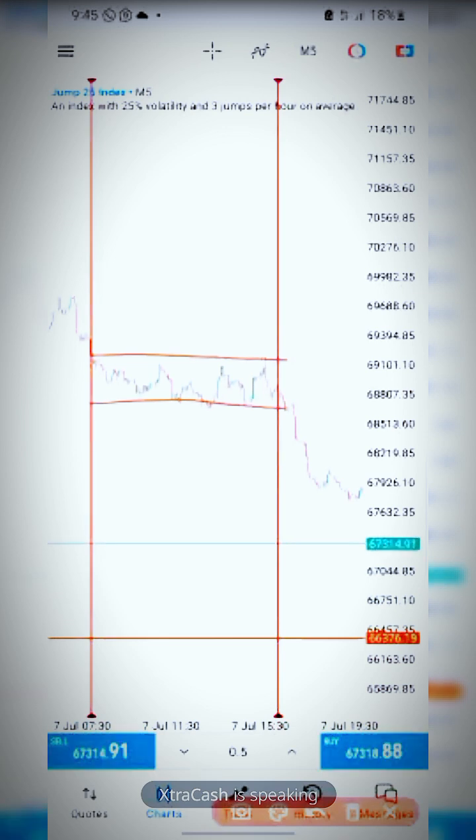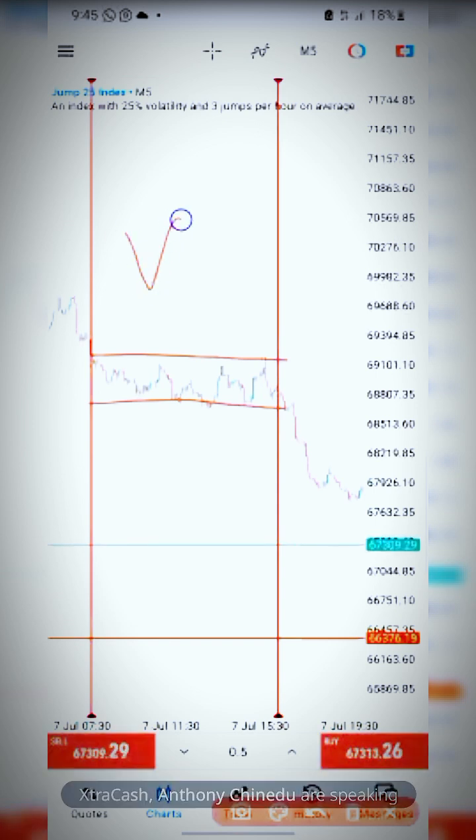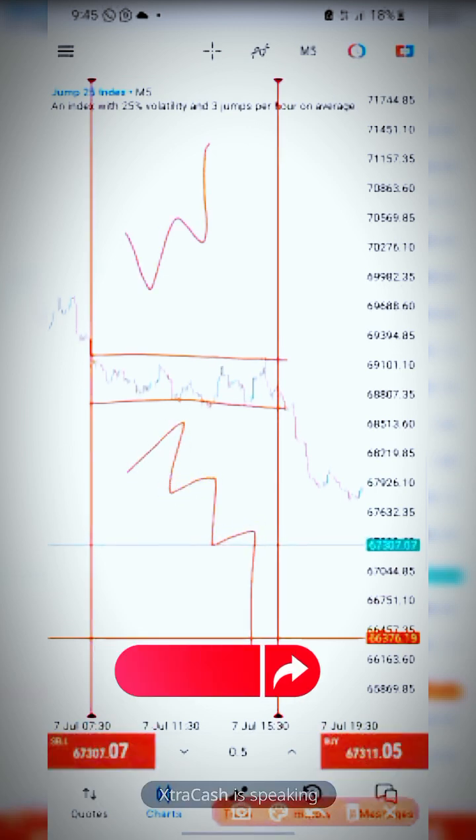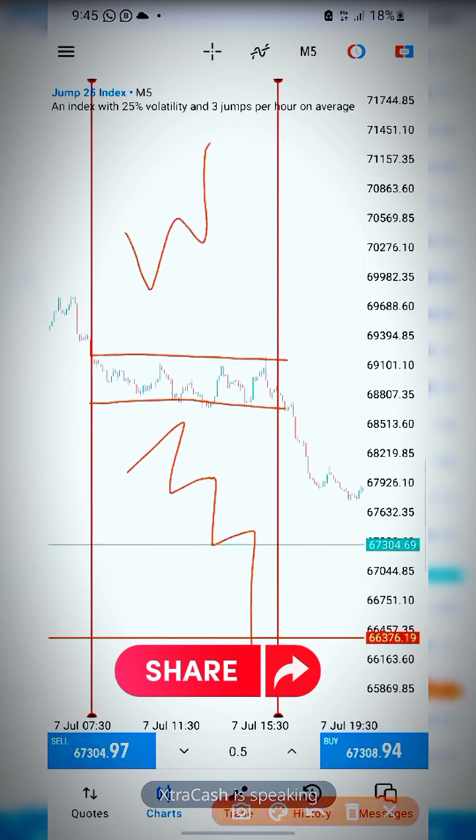You cannot see a lower low here or lower high. You cannot see a higher high here or higher low. So there is no lower low and lower high. There is no higher high and higher low too. So it's simple that this market is ranging.